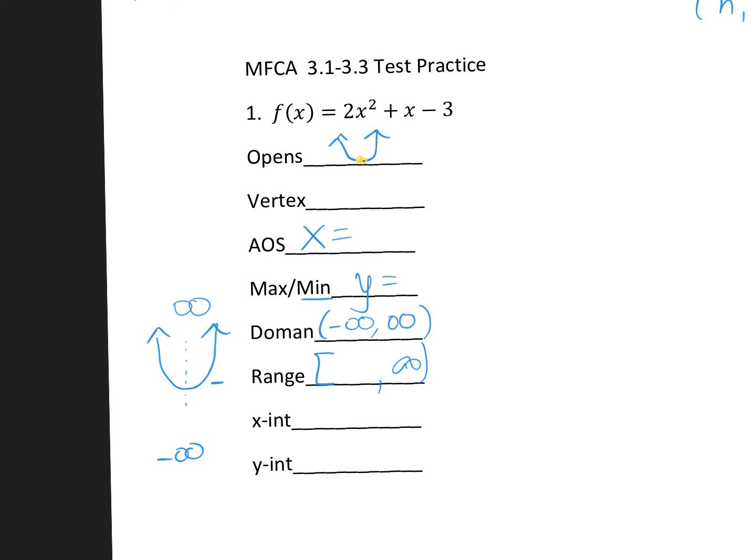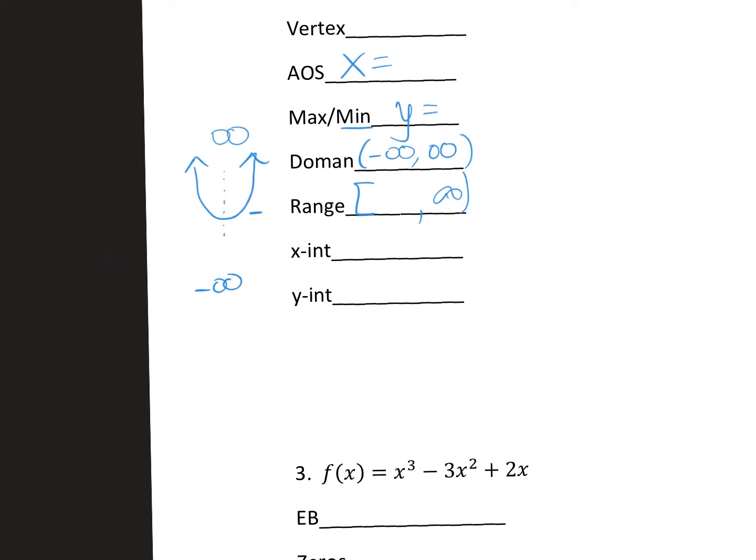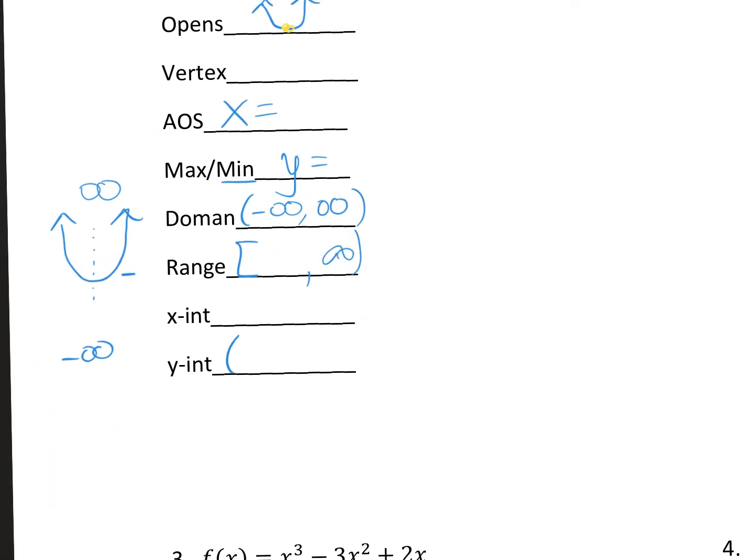If you plug in 0 for all your x's, you get negative 3. Your intercepts, guys, need to be written as ordered pairs. So (0, negative 3). Your x-intercept needs to be an ordered pair. You have to write them as ordered pairs, but it's just your constant.